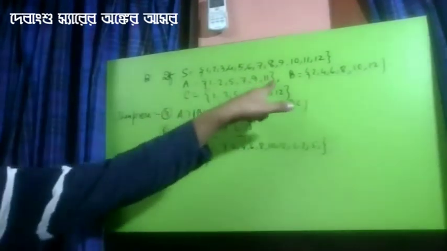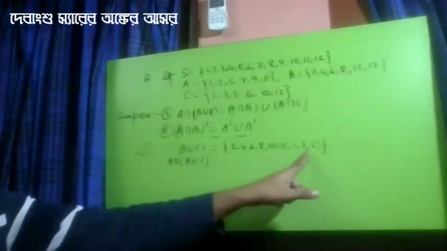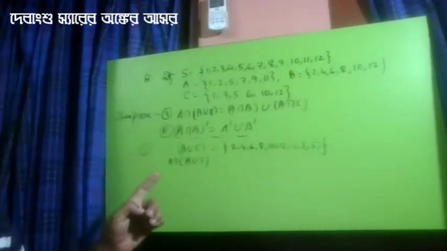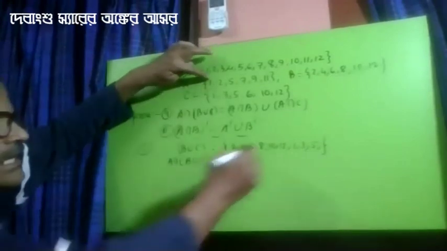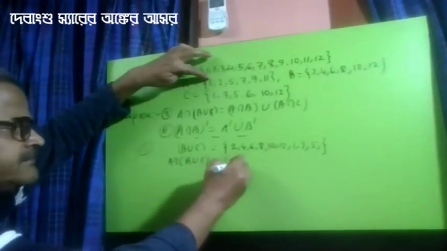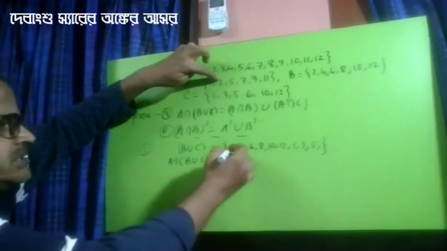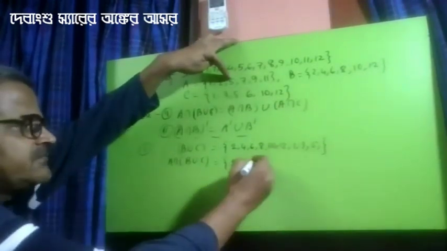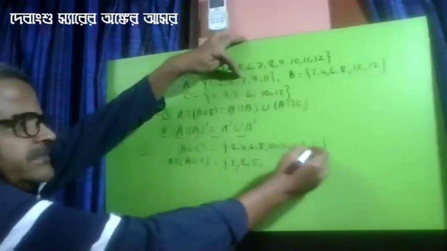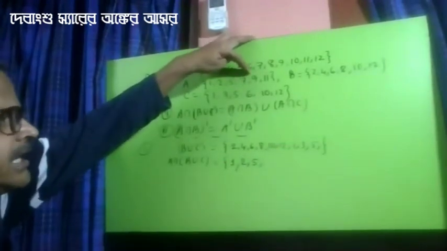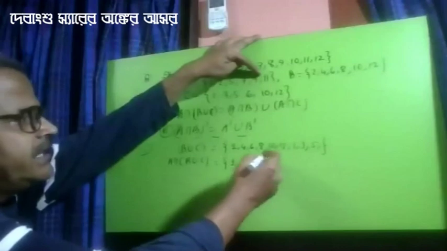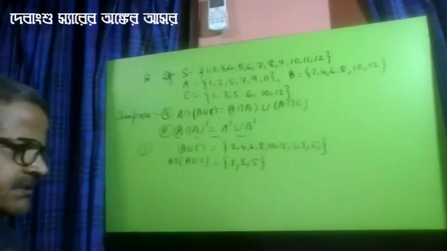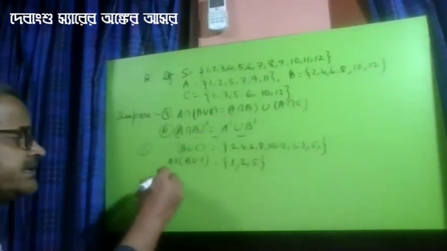So A is there, B union C is here. So you have to take the intersection, that is the elements common in both the sets. So 1 is in A, 1 is in B union C, so 1 comes here. 2 is in A, 2 is here, so 2 comes here. 5 is in A, 5 is there, so 5 will come. 7, no. 7 will not be included. 9, no. 11, no. So this is the only set.